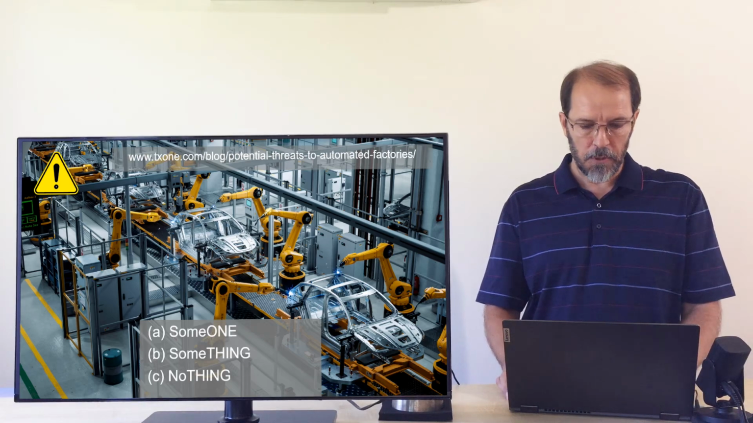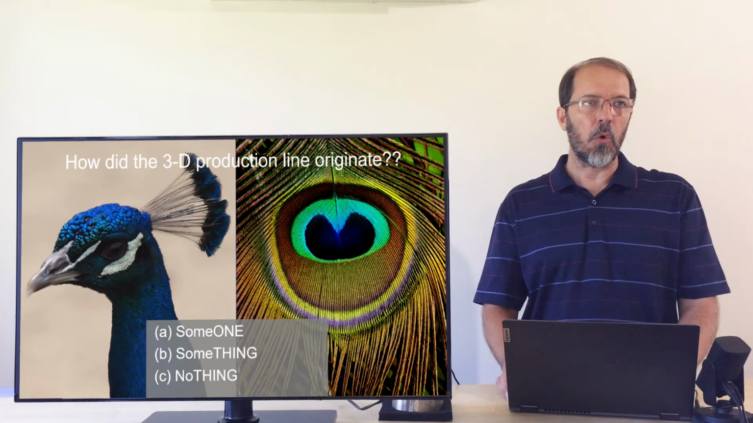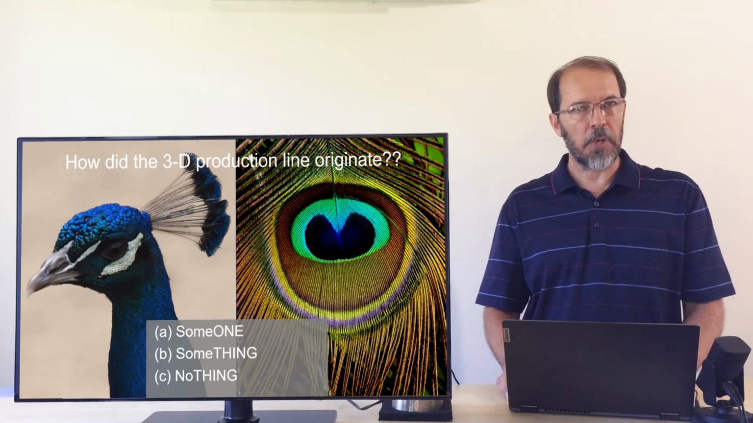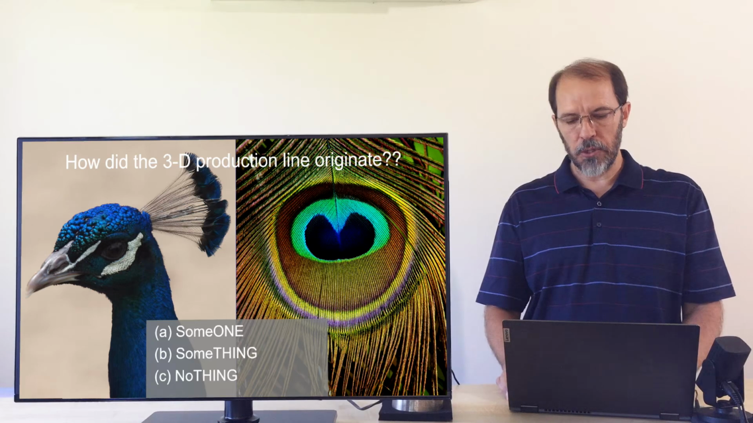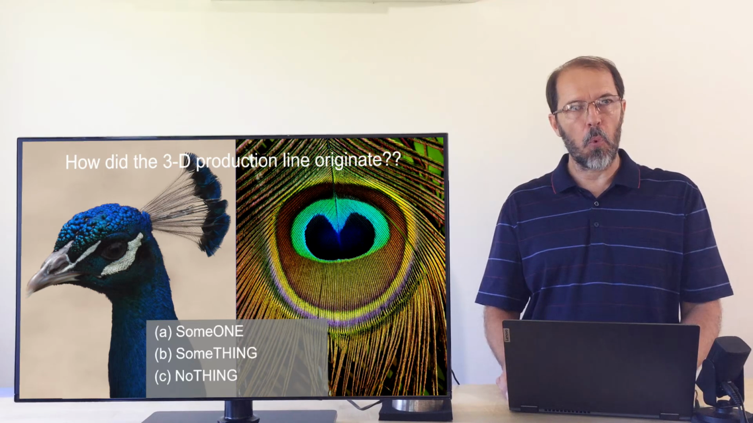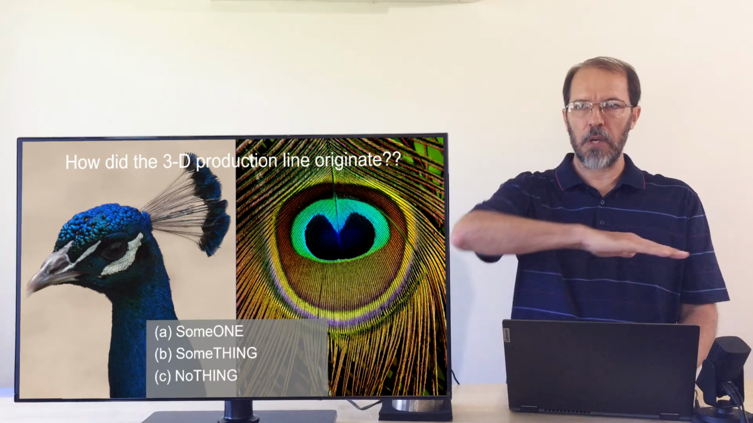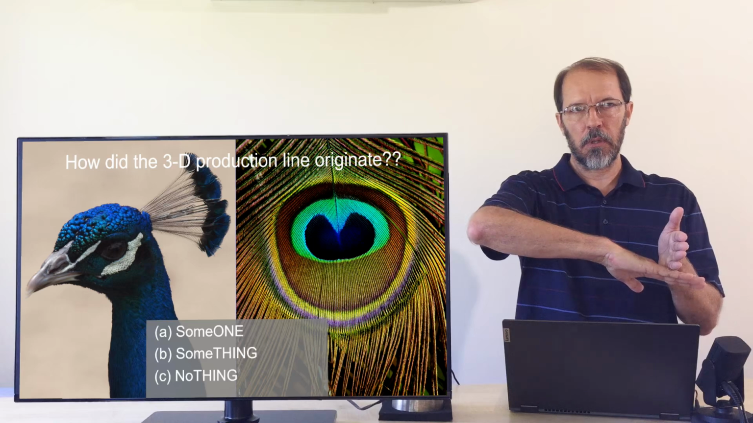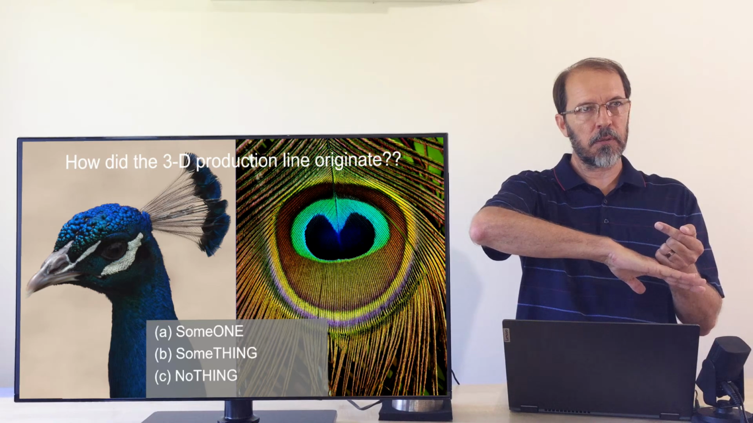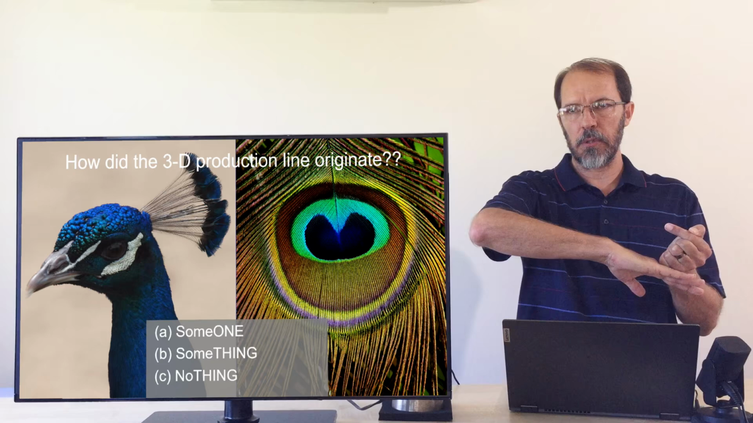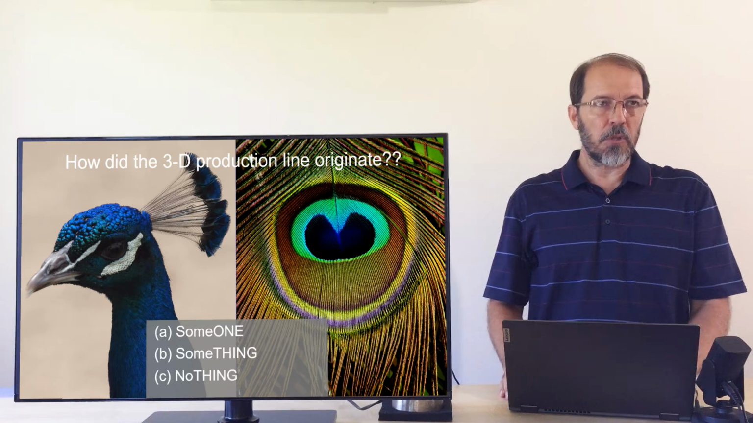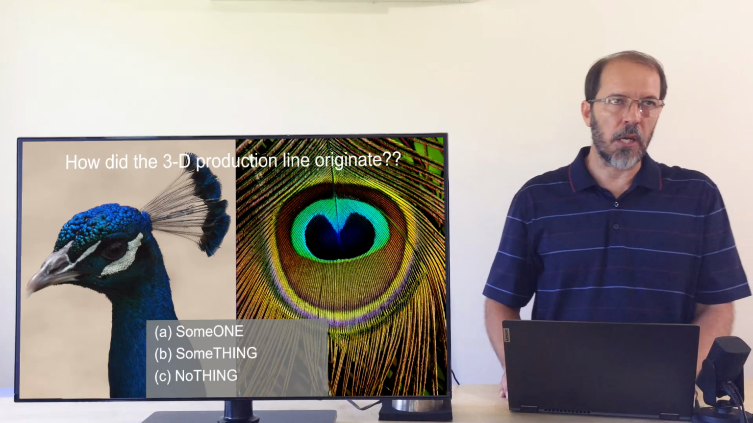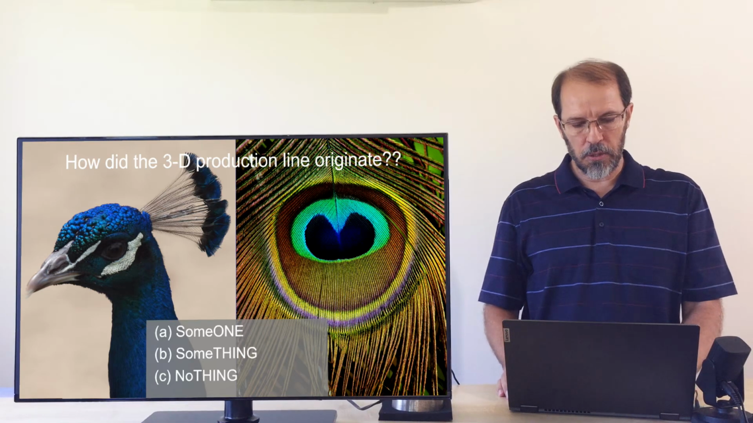Either of those options. Alright, where did this automatic production line come from? This is a three-dimensional, automatic, self-replicating production line. Where did it come from? Was it someone? What does the law of entropy say? Can something make a decision at a certain point in time? Can something plan, strategize? Can something design something else? Or was it perhaps no thing? Exactly like the evolutionists say. They say time, chance, and blind energy made everything.